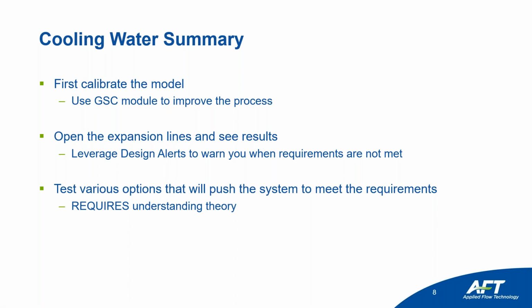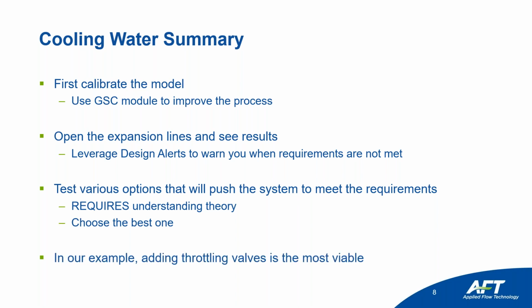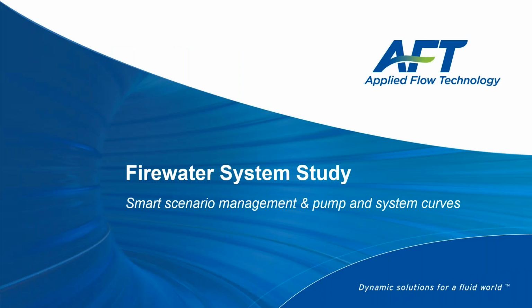But this requires understanding theory. Just because you get results, you have to be able to interpret results and also kind of predict what should happen. You should have expectations, which is why we always say you need to have an engineering background to use the software. It's not just plug and play, right? Then you can choose the best one, looking at different alternatives. So in our example, adding throttling valves is the most viable. Okay, so that was the first example.